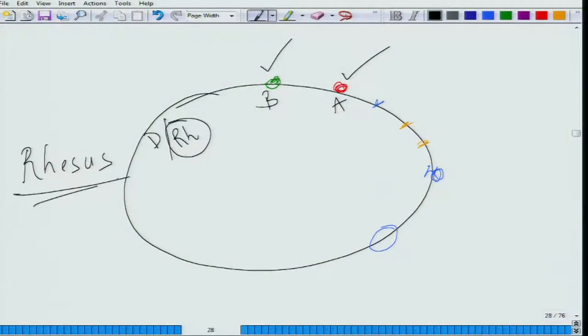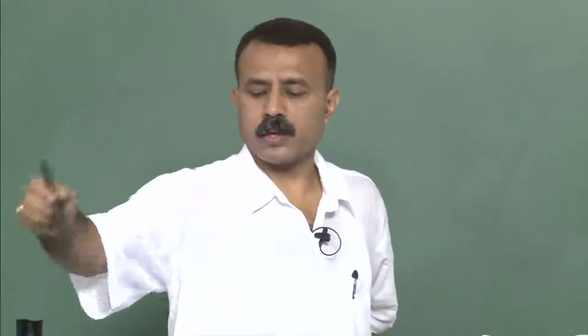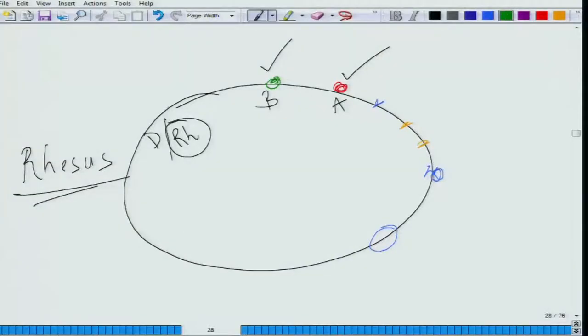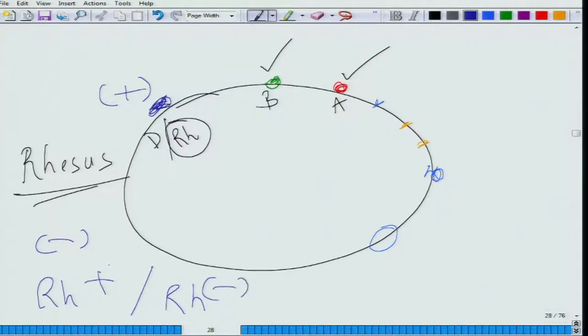Rhesus monkeys. So this was discovered in the rhesus monkeys. That's why it is called RH, and it is a protein on the surface. So it is something like a protein sitting there. If this protein is present, we call it positive, and if this protein is absent, we call it negative. Based on that, we have RH positive and RH negative.